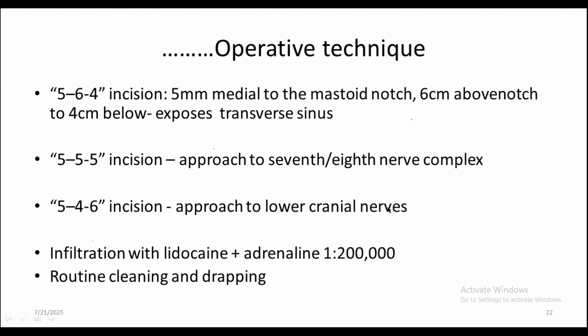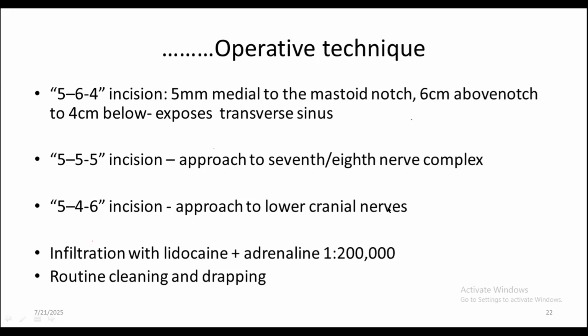If one wants to approach the middle part of the CP angle to work on the 7th or 8th cranial nerve complex, the 555 incision is made. This is 5 millimeters medial, and then 5 centimeters above and 5 centimeters below the mastoid notch. A similar incision is also done for approach to the lower cranial nerves.